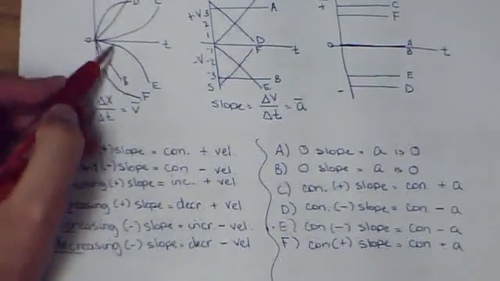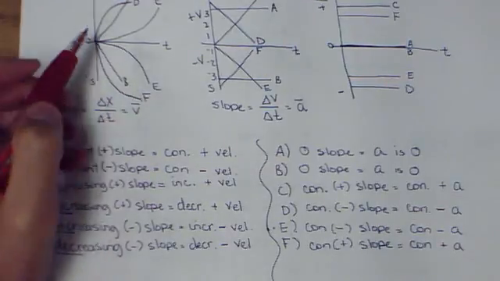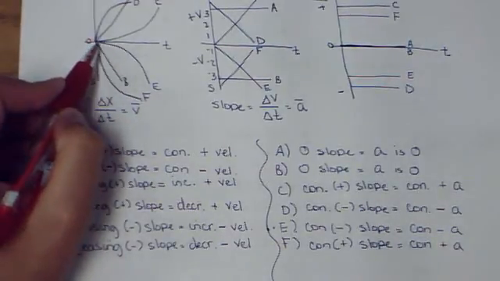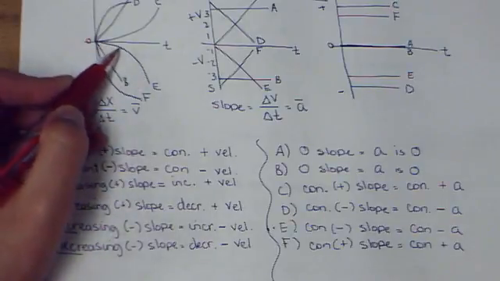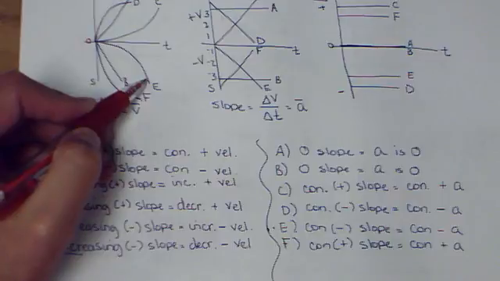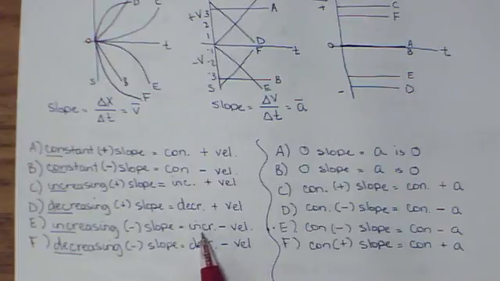You can see E and F are both negative slopes. They go to the right and down. This E starts out with a shallow slope, but it ends up with a steep slope. So it's an increasing slope, but it's negative. So it's an increasing negative slope. Therefore, I have an increasing negative velocity.